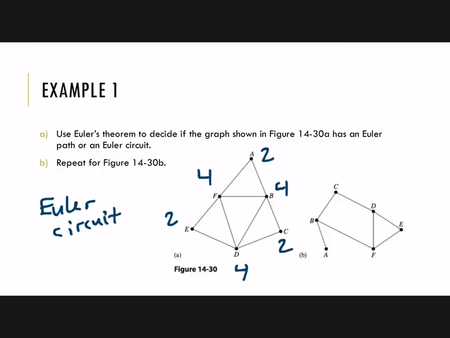The graph on the right: C is degree 2, D is degree 3, E is 2, F is 3, A is 1, and B is 3. So there are definitely more than 2 odd vertices, so this graph has no Euler paths or circuits.